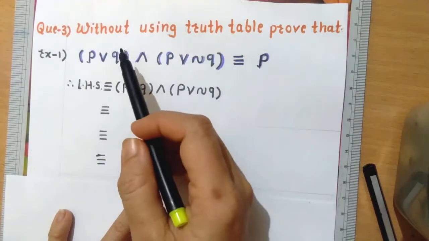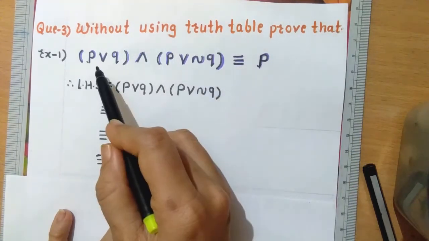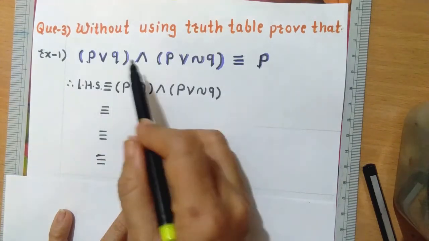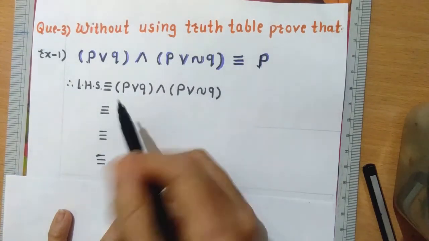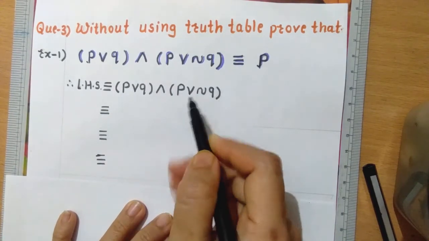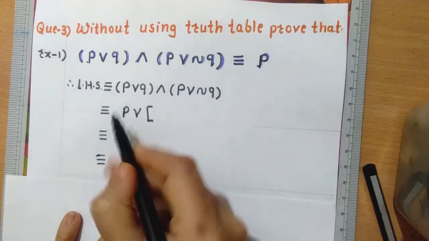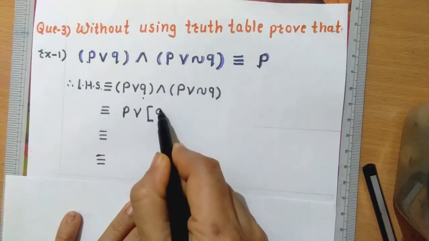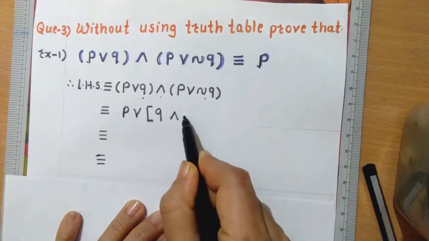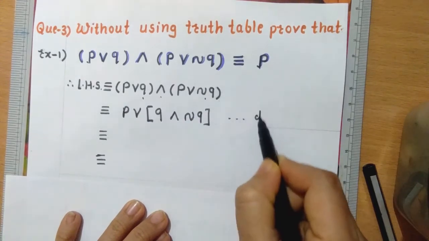Now the next question is, without using a truth table prove that, and this is the given equivalence. First take the LHS. Here we can observe P disjunction, here also P disjunction. So take P disjunction common, inside the bracket write down Q, then write the conjunction symbol, and then write down negation of Q. This is by the distributive law.